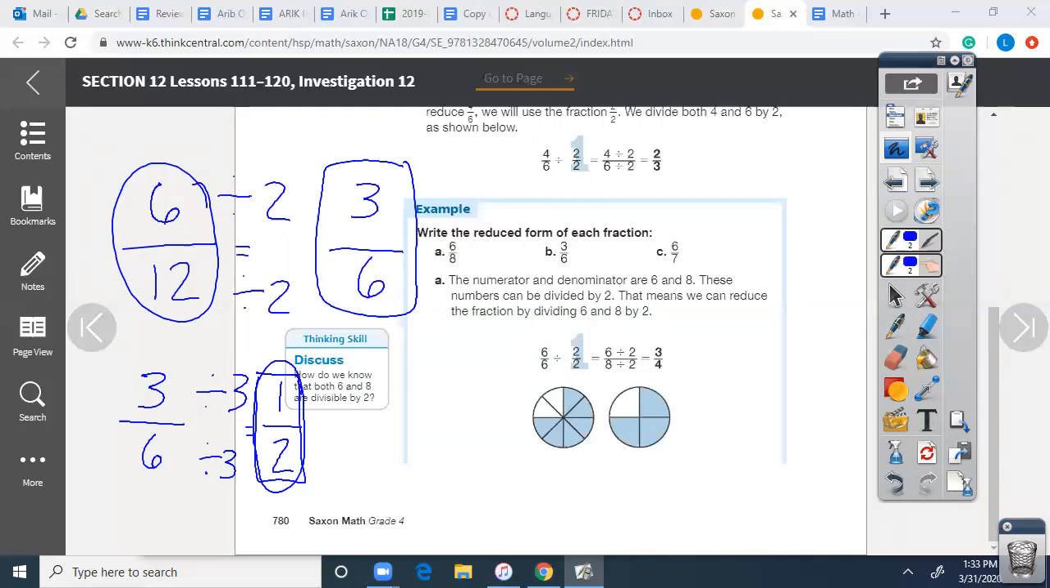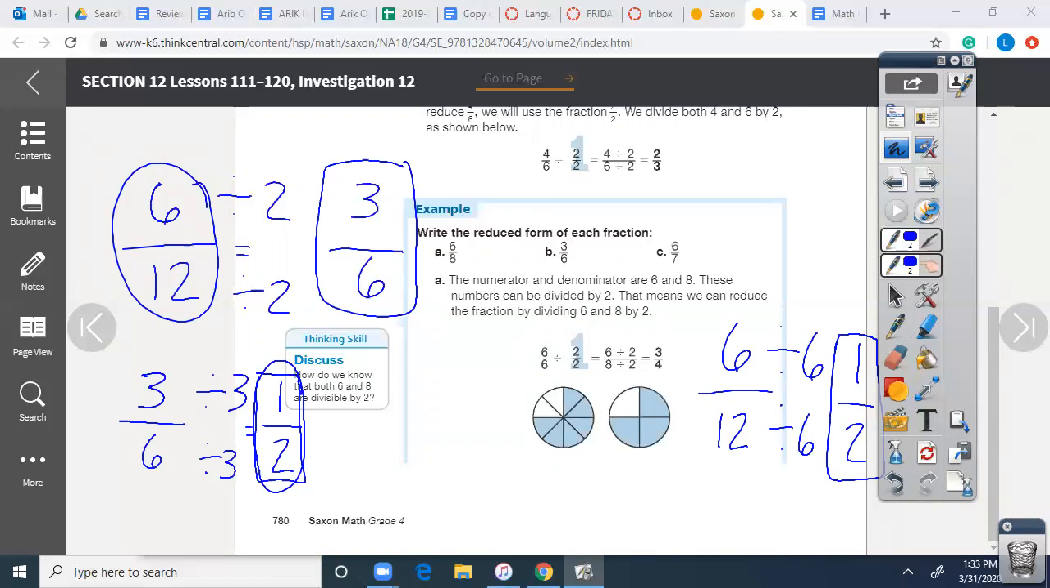Now, I'm going to come to the other side. I know I've got a lot going on. I just want to show you another way that we could have done this problem. 6/12. If you looked at that and said, oh, well, 6 times 2 is 12, so that means we can divide both numbers by 6. Divide by 6, divide by 6. 6 divided by 6 is 1. 12 divided by 6 is 2. Then you would have ended up with 1/2 the first time you did it.